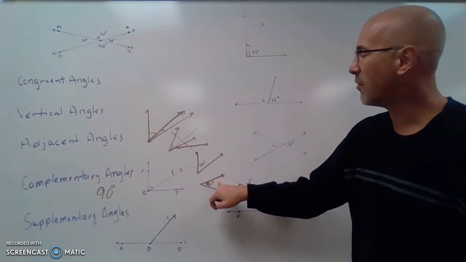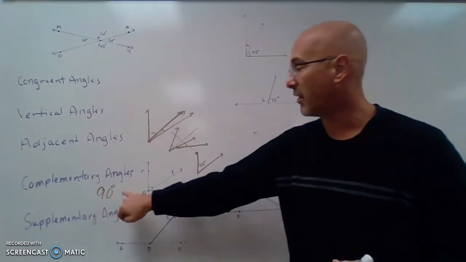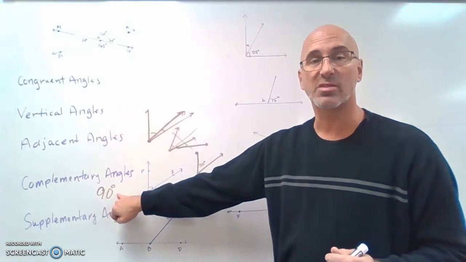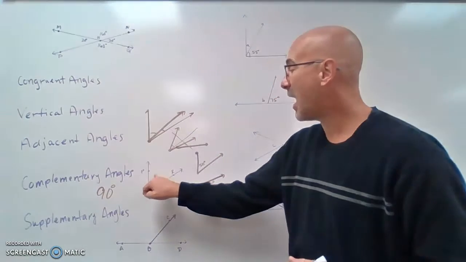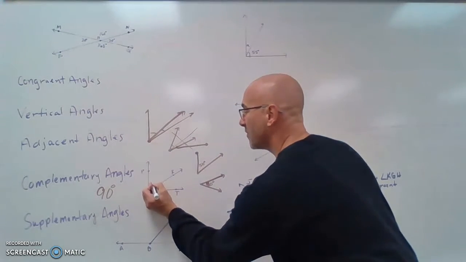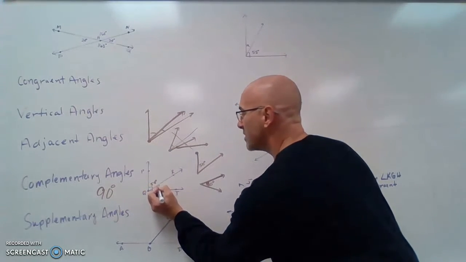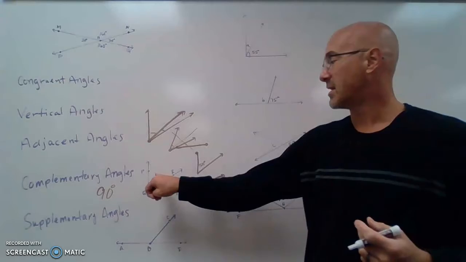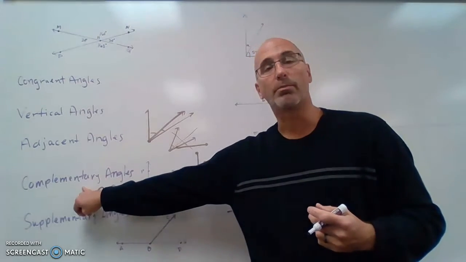50 degrees and 40 degrees, when I add those together, they get 90 degrees. So therefore they are complementary. I could do the same thing here. If this is 50 degrees and this is 40 degrees, I can say that these two angles are complementary.